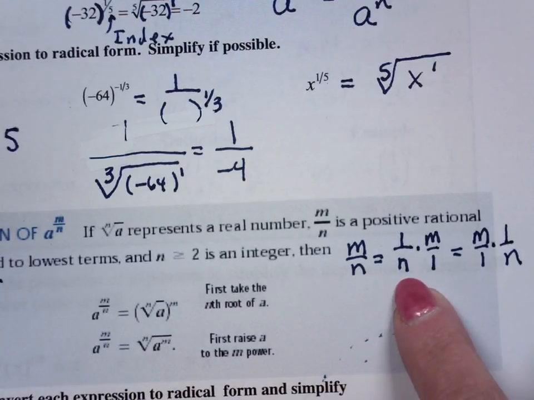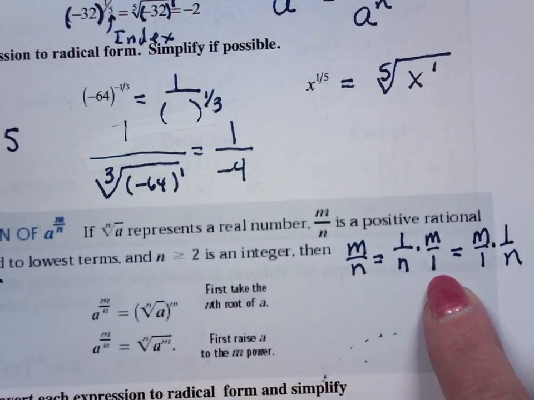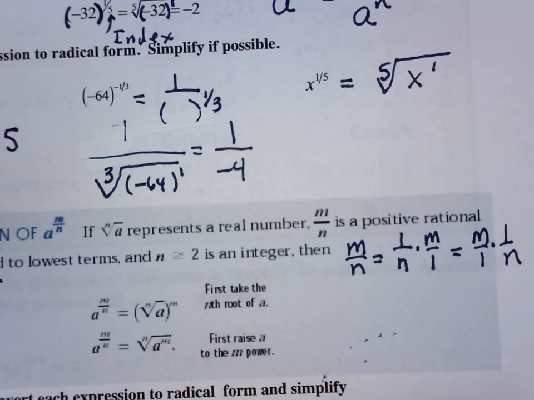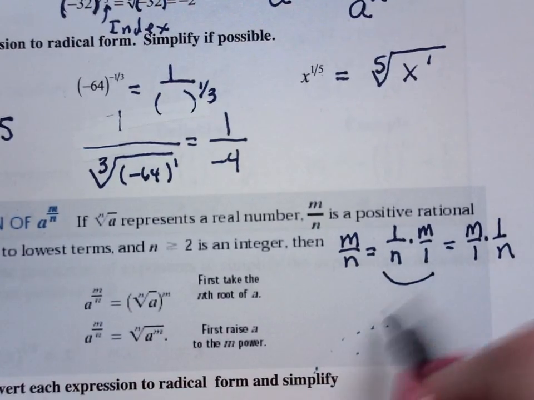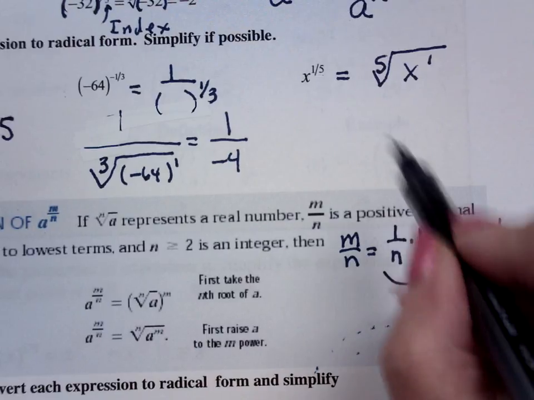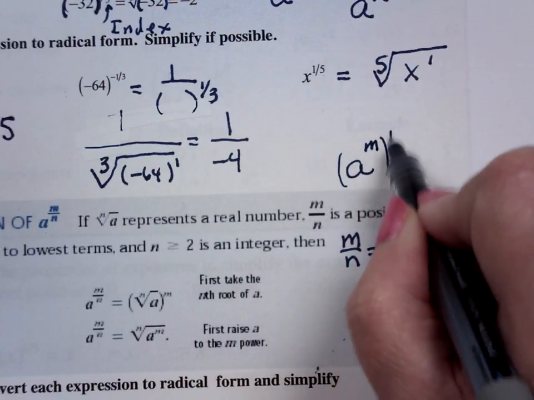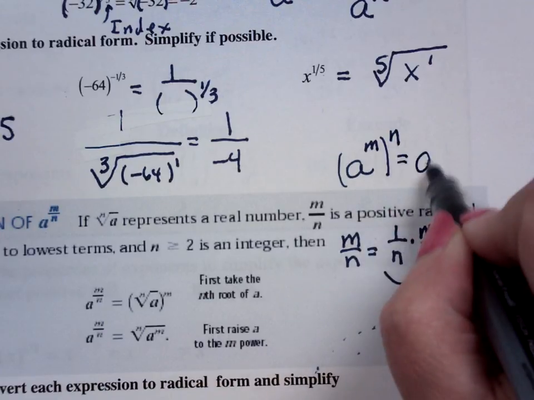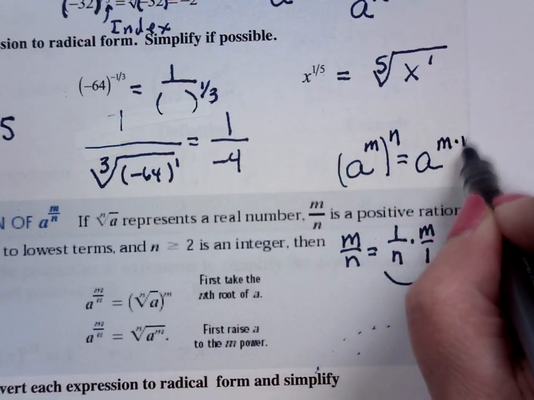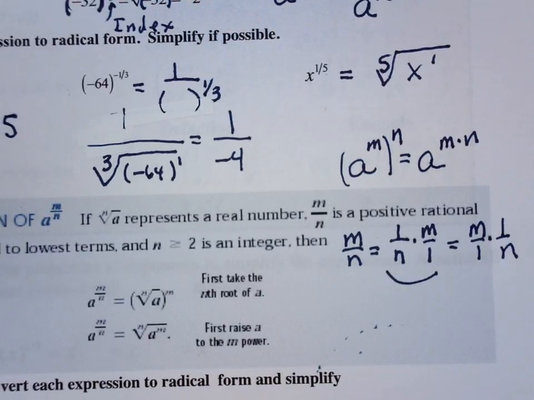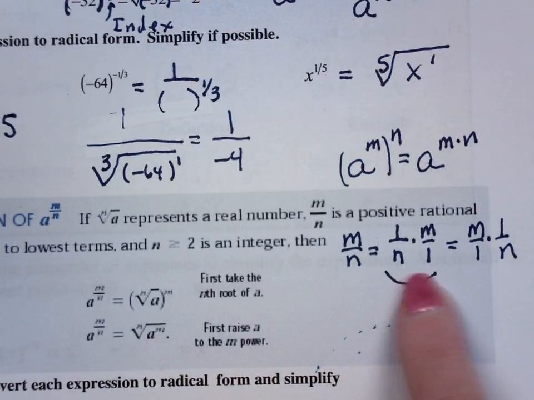This says root, then power. This says power, then root. This is what we like most often. And why is that? We've got a property of exponents that says a to the m to the n power is a to the m times n. Well, you multiply the exponents. Well, multiplication can be written in either order.